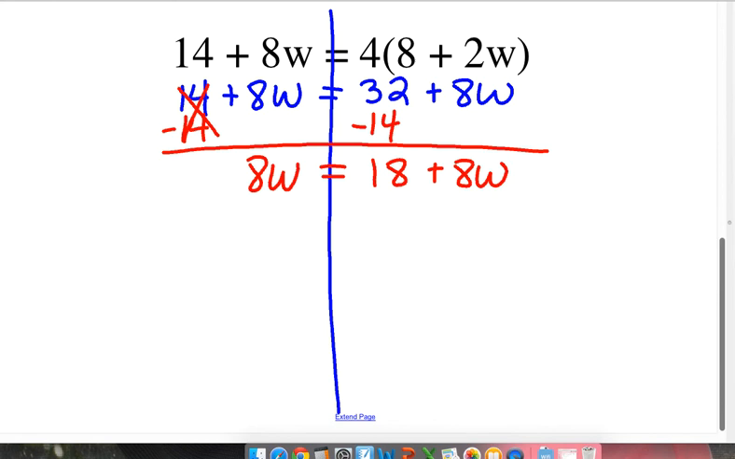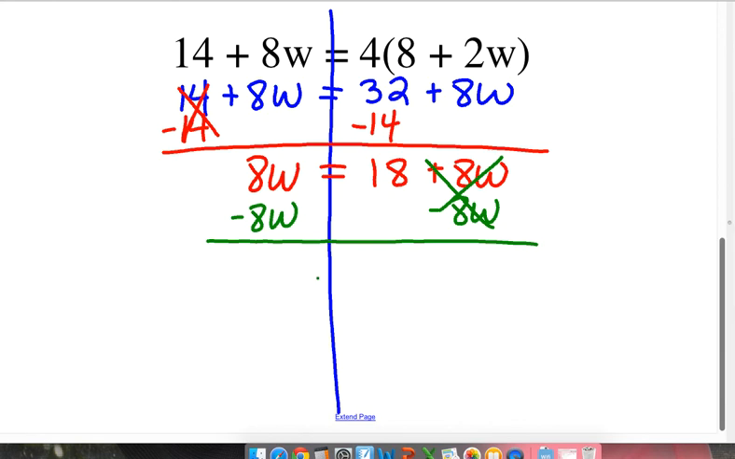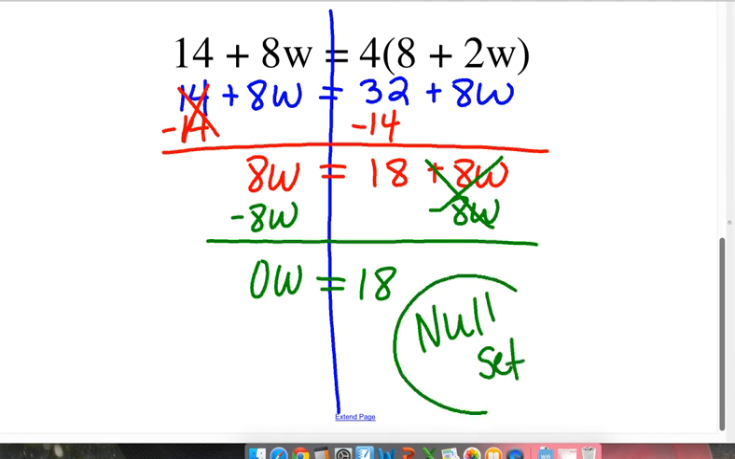Now that plus 8w on the right needs to move over to the left, so I'm going to subtract 8w. It cancels off on the right. That's the one that I moved away. 8w minus 8w is 0w's. And what do you think? 0 times w equals 18. 0 times nothing is ever going to result in 18. So this is null set, empty set, no solution.